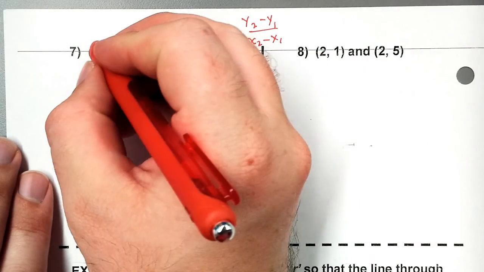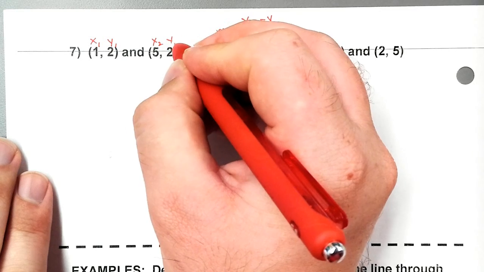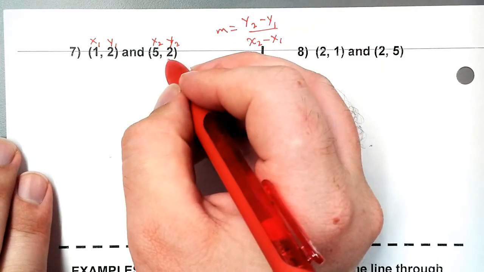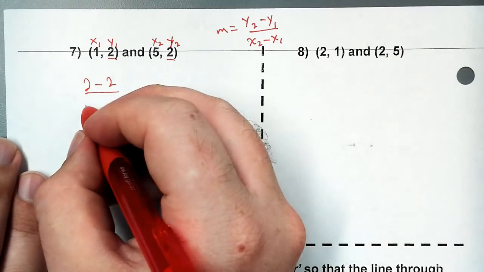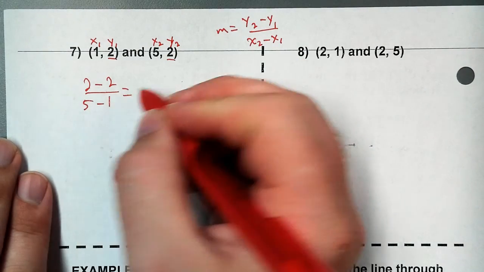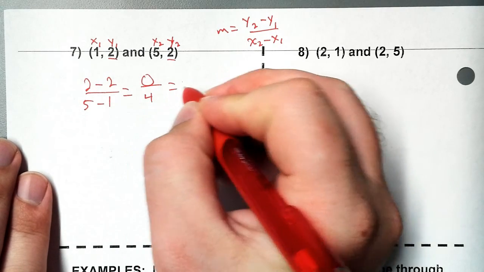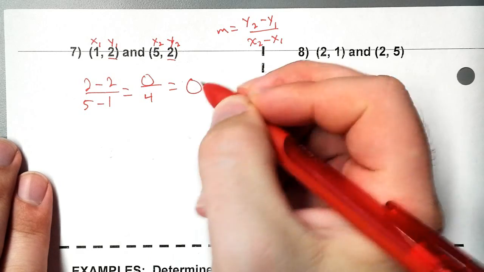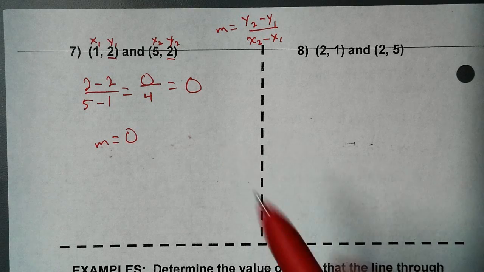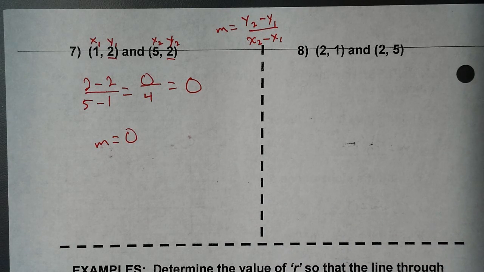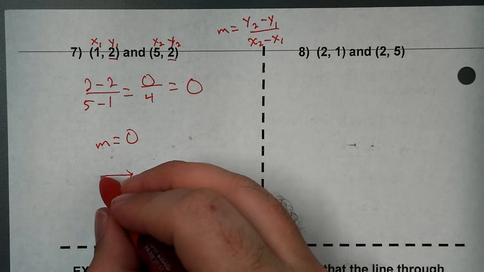So pause the video now, and then push play when you're ready to see the answer. All right, this first point is x1, y1. Second point, x2, y2. So put your y's on top, 2 minus 2, over x's on the bottom, 5 minus 1, which will give us 2 minus 2 is 0, 5 minus 1 is 4. Remember, 0 divided by 4 is just 0. So the slope here equals 0, which means this must be what kind of line? Horizontal or vertical? Good. This is a horizontal line.